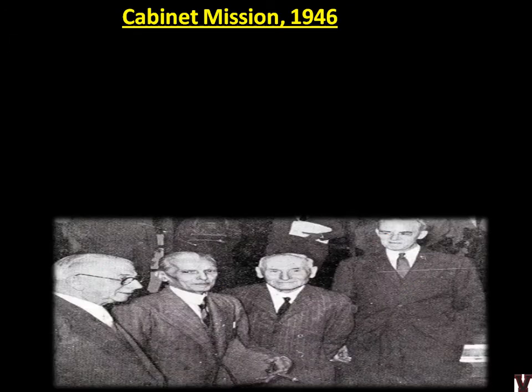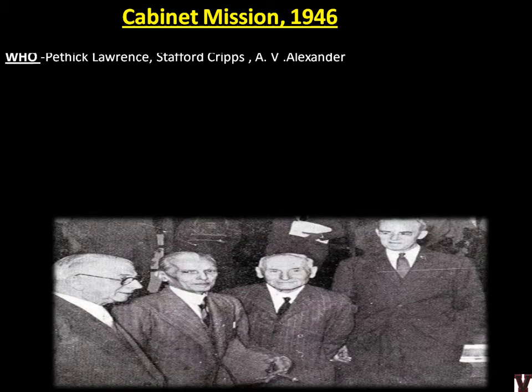Cabinet mission, which was sent in 1946 to India. Who were the members of this mission? Pethick Lawrence, Stafford Cripps, yes, the same Cripps who was there in Cripps mission in 1942. That time he came when he was not given much powers and was asked to wind up things, like take it or leave it. That was the agenda at that time. But now they have come with a definite plan and with more powers.